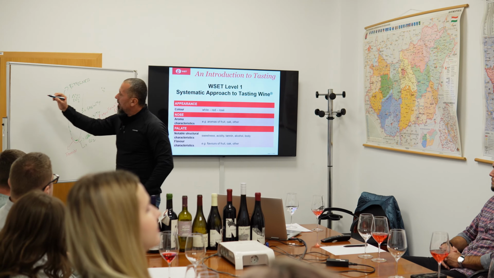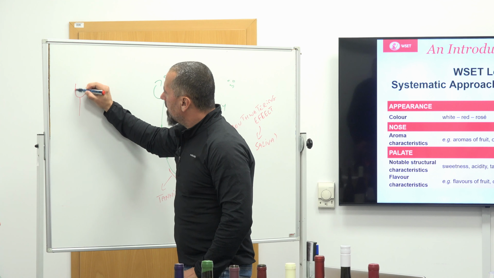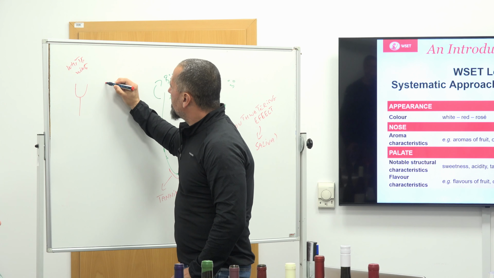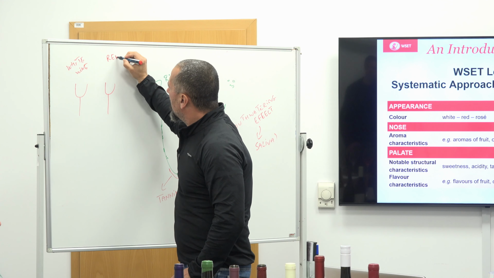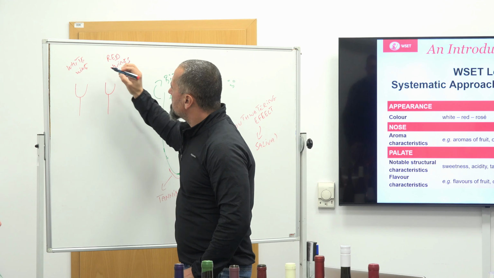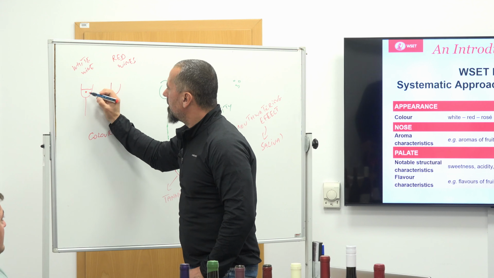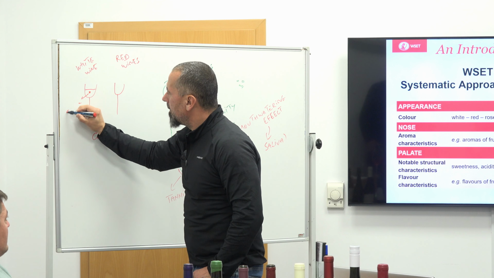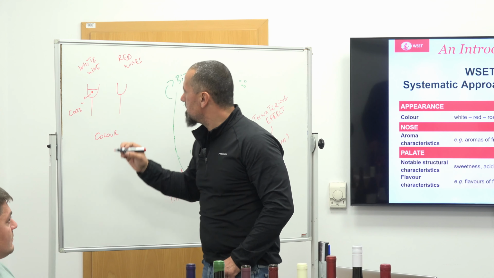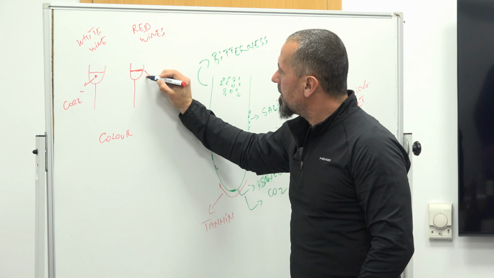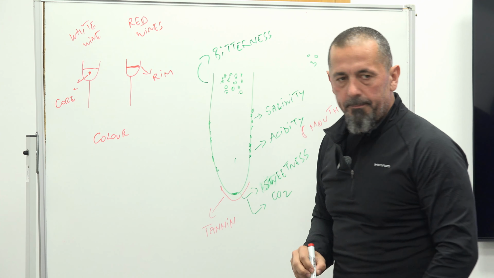Okay, so this is a white wine, and this is the red wine. And this is related to color. So in white wine, we judge the color here, and this is called the core. I mean the middle, the core business, when we use this term. For red wines, it's here, which is called the rim.